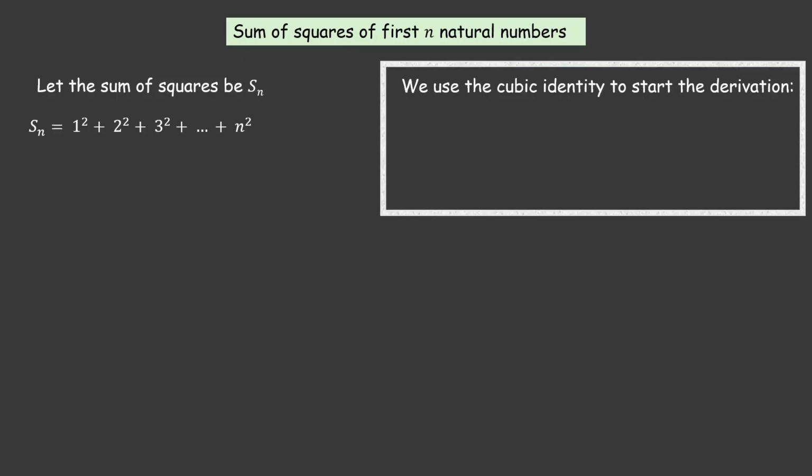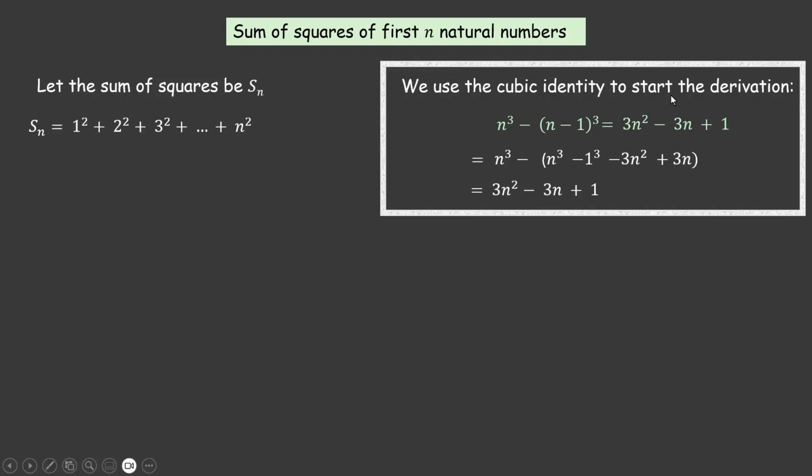Now think of this cubic identity. n cube minus n minus 1 whole cube. On solving it, we'll get n cube minus, this is a minus b whole cube, which is a cube minus b cube minus 3a square b plus 3ab square. Now once we open the bracket, n cube and this negative n cube will cancel out. This will become positive, positive, and this will become negative. So we will get 3n square minus 3n plus 1.